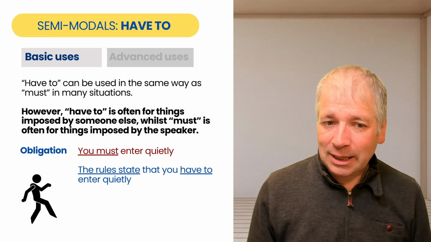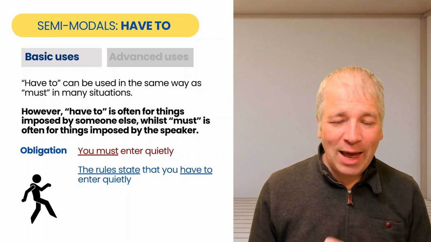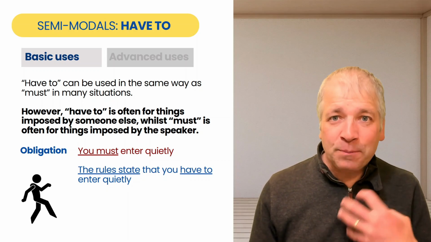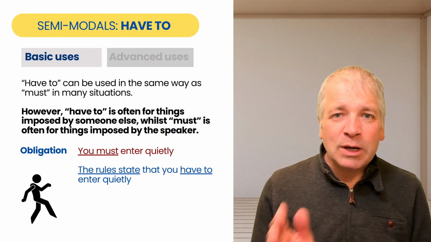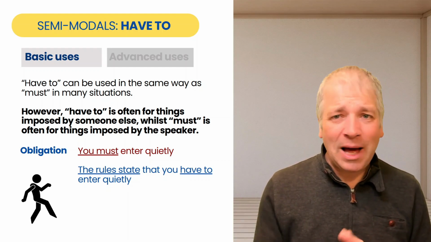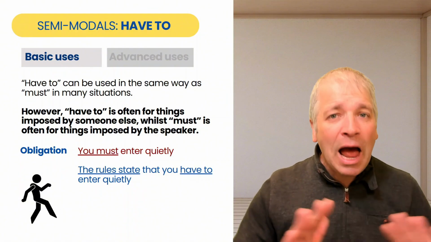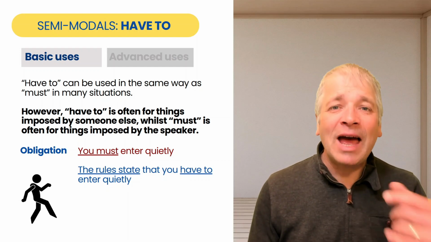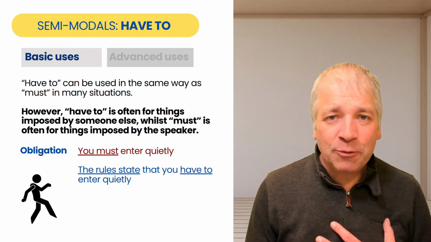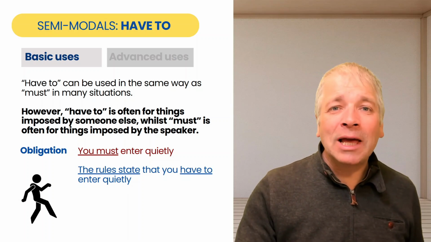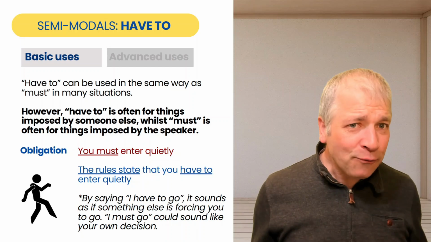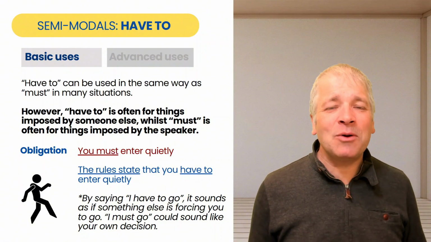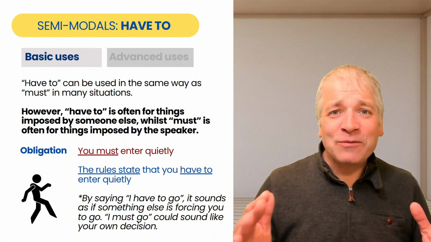So compare these two sentences for obligation. You must enter quietly. The rules state that you have to enter quietly. So you must, the instruction comes from the speaker. You have to, the instruction comes from somewhere external, perhaps a set of rules. Now, you don't have to follow this, but it's definitely a trend that people tend to use. They tend to use must more when the obligation comes from themselves and have to when the obligation comes from somewhere else. Therefore, by saying, I have to go, imagine you have to leave a meeting or you have to leave a class or you have to leave some event.